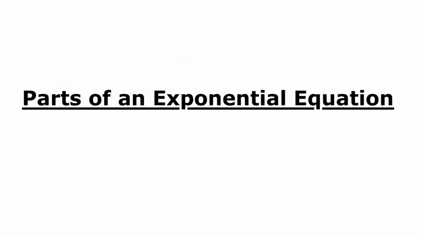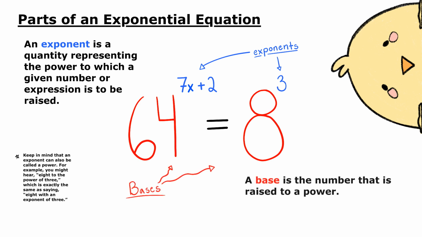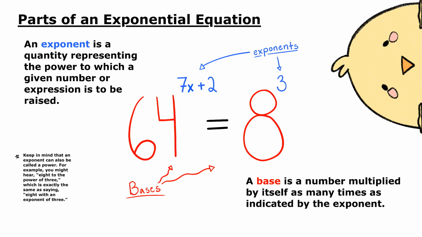Parts of an exponential equation. Exponential equations are made up of terms that consist of a base and an exponent. An exponent is a quantity representing the power to which a given number or expression is to be raised. A base is a number that is raised to a power. Or, if you want to get a little bit more specific, a base is a number multiplied by itself as many times as indicated by the exponent.